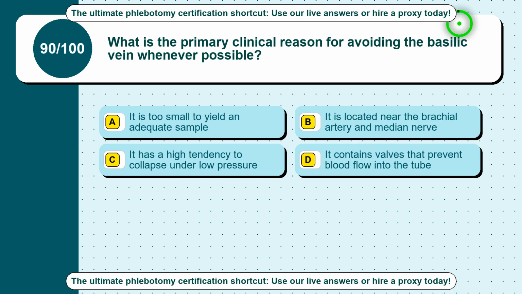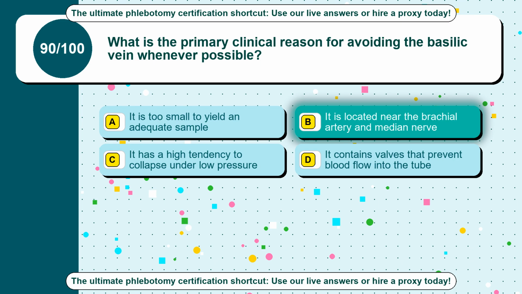Question 90. What is the primary clinical reason for avoiding the basilic vein whenever possible? Option A, it is too small to yield an adequate sample. Option B, it is located near the brachial artery and median nerve. Option C. It has a high tendency to collapse under low pressure. Option D. It contains valves that prevent blood flow into the tube.